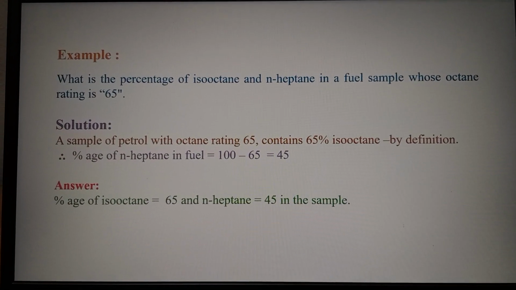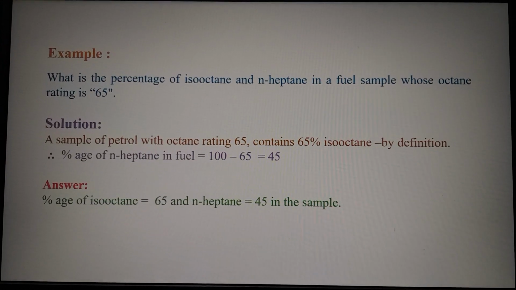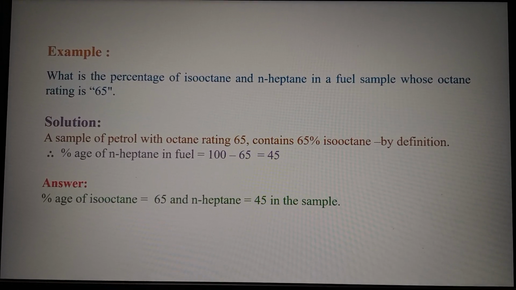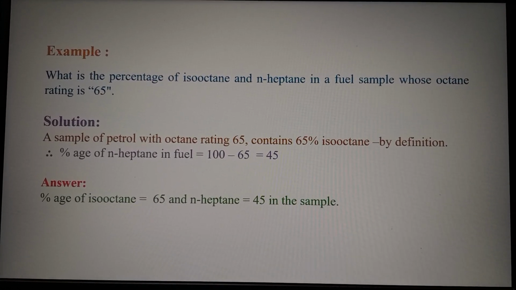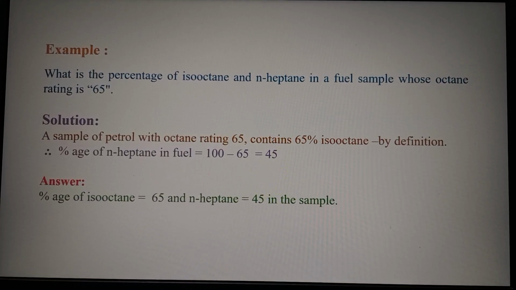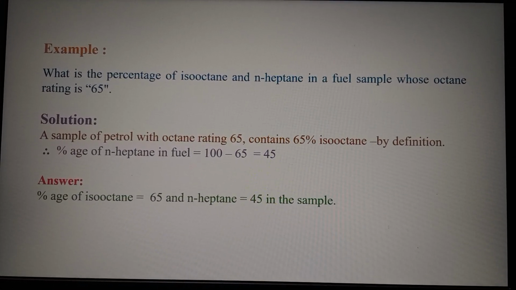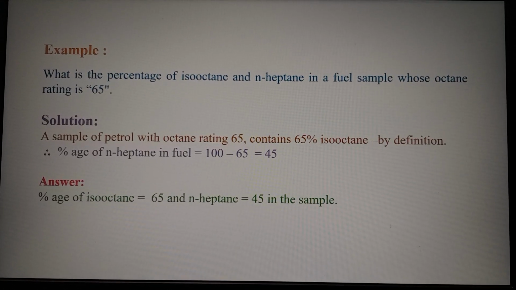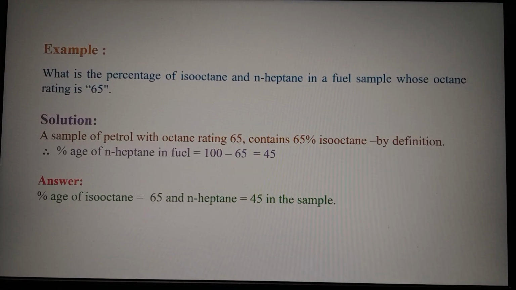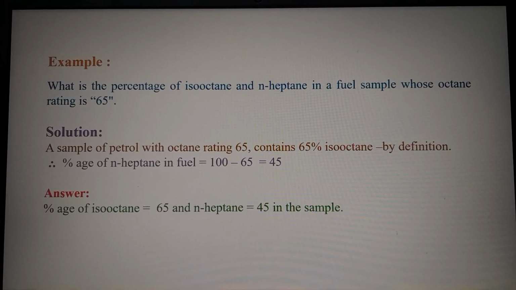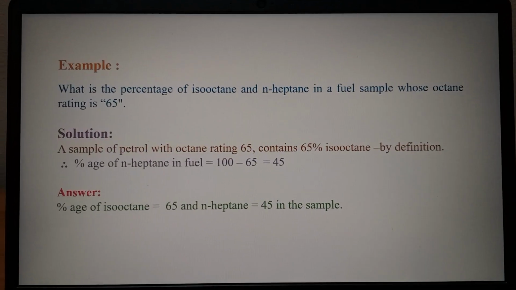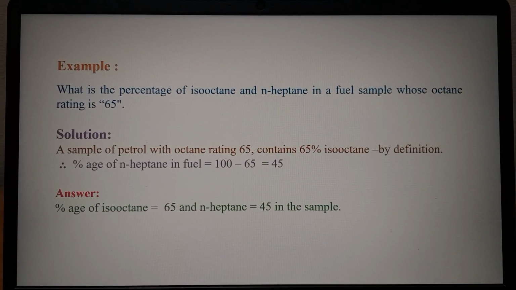We can see with the help of an example. If the percentage of isooctane and N-heptane in a fuel sample is rated as 65, then we always give the rating of isooctane in the fuel. So 65 is the percentage of isooctane. Then what is the percentage of N-heptane in such a fuel? It will be 100 minus 65, which is 35. So the percentage of N-heptane is 35 in the sample.